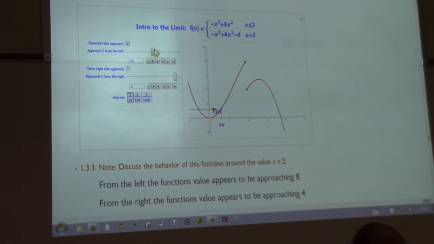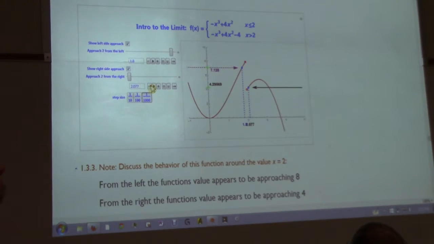As you come in from the left side, still approaching the value 2. As I come in from the left, what's the value approaching? It looks like it's going to 8, doesn't it? But if I come in from the right, what happens? It goes up to 5 or so, and then it's coming back down. And it looks like it's getting closer to what? It looks like it's getting closer to 4 as I move in.